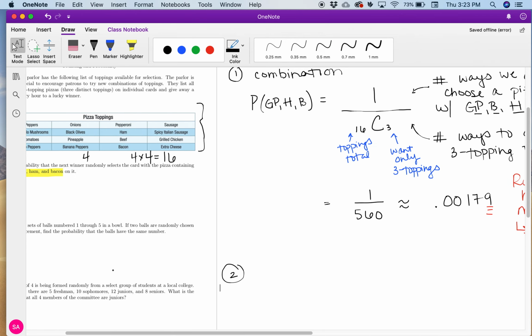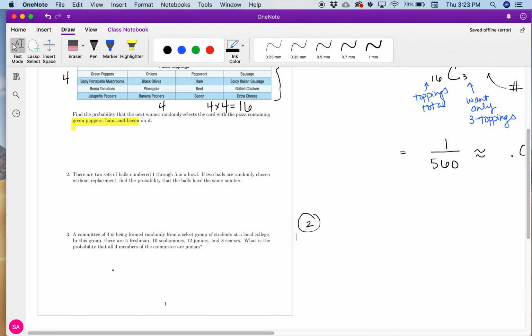Number 2. There are 2 sets of balls numbered 1 through 5 in a bowl. If 2 balls are randomly chosen without replacement, find the probability that the balls have the same number.